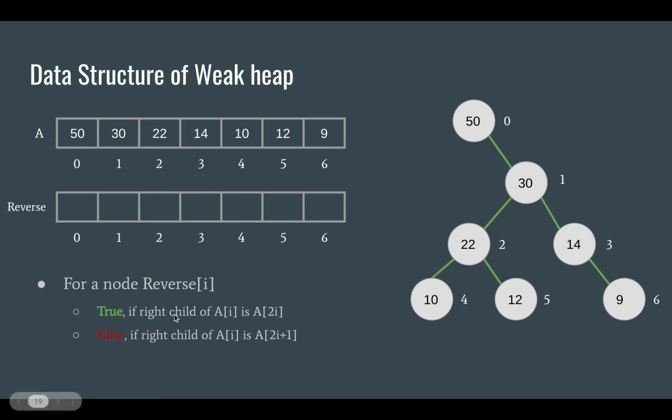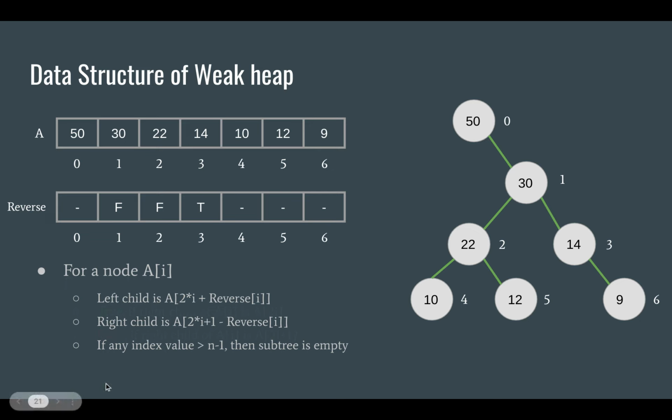Because the right child is at 2 into 3 equals 6 index. So for reverse of 3 here, we will store the value true. For the remaining nodes, the leaf nodes and the root, we will just leave empty. This is how we can store which nodes have two children and which have only one child.